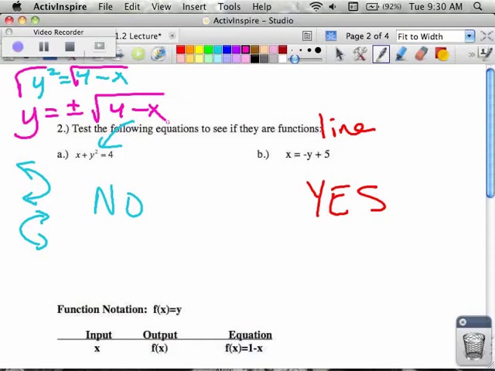But the big thing is really, if you ever see y squared, not a function. If you ever see y squared, I knew you just wrote that down, it's not a function.